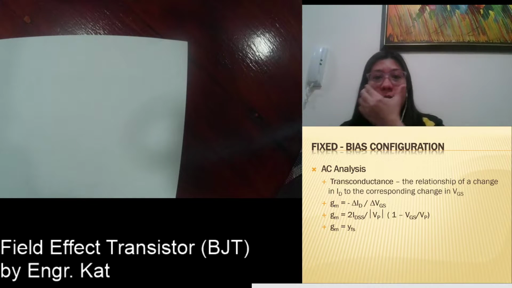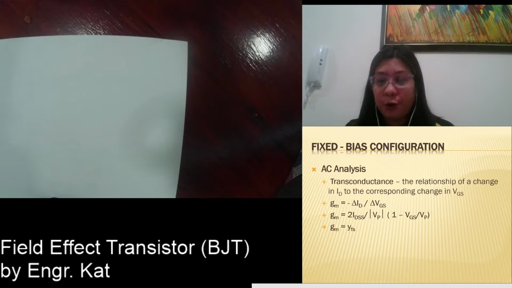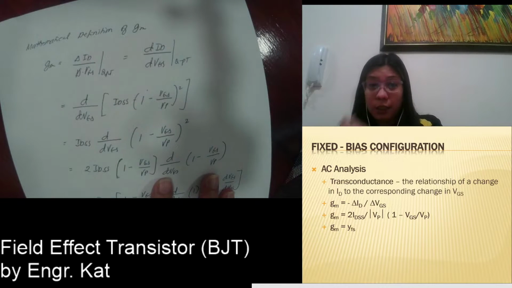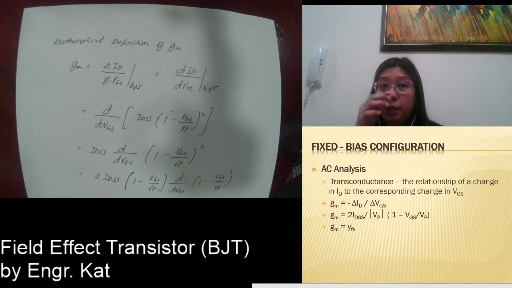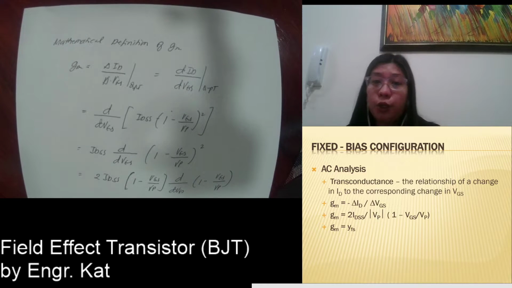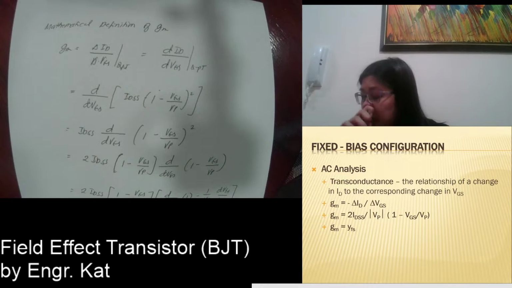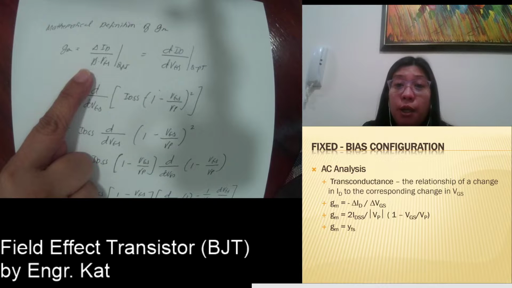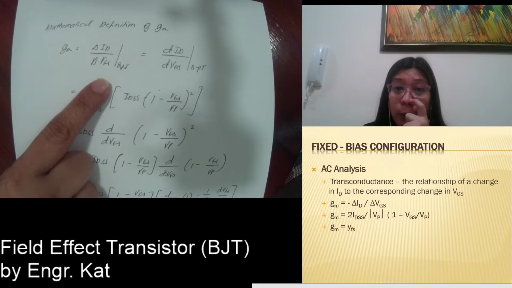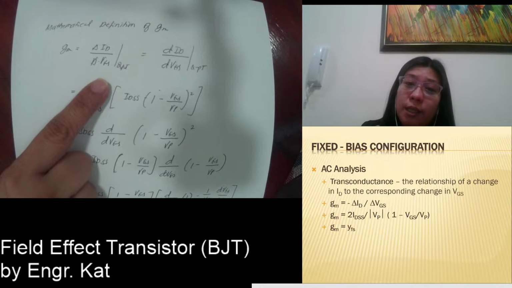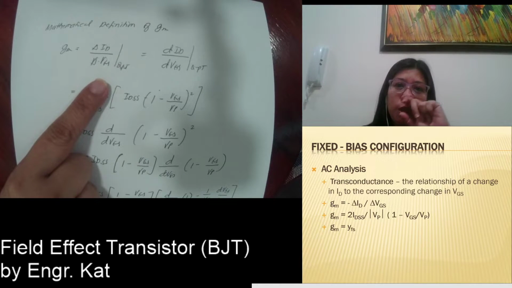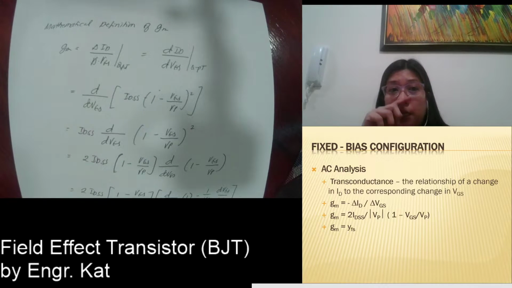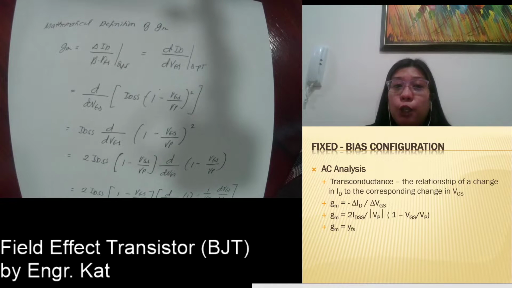Okay, sorry. The formula for your transconductance was derived using this formula. It just came from your Shockley's formula. So this is the mathematical definition of your transconductance: the change in ID with respect to the change in VGS at a certain Q point. What we did in the DC analysis, we got the intersection, and the intersection is your Q point.